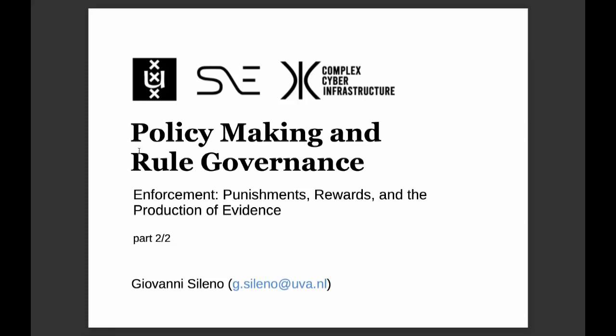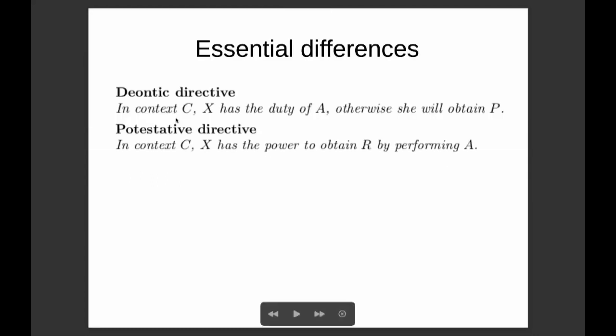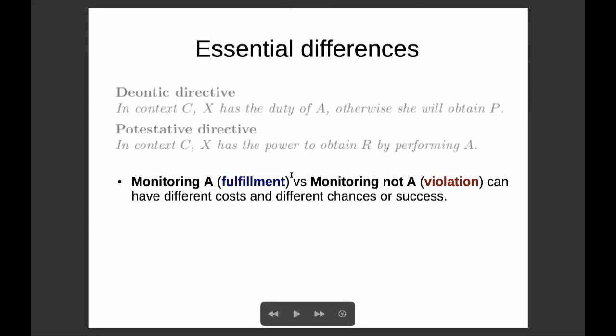We will now look more into the detail of a normed interaction. We saw that two types of directive can be used to implement a certain behavioral preference for an action A. We can recognize three types of essential differences there. Monitoring A, fulfillment, or monitoring not A, violation, may have different costs and different chances of success because of the two different evidence proxies the two monitoring require.